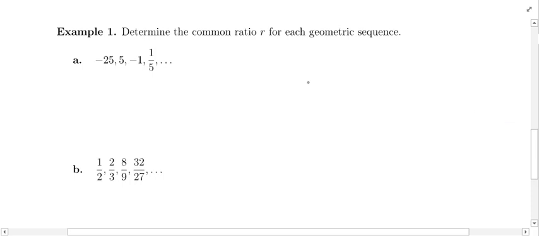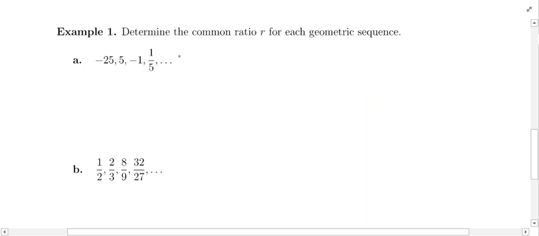In part A, the sequence we have is -25, 5, -1, and 1/5, and then so on. Something different about this sequence that you did not see with arithmetic sequences is that the signs alternate. So the first term is negative, the second is positive, the third is negative, and the fourth is positive, and so on. So you see alternating signs.